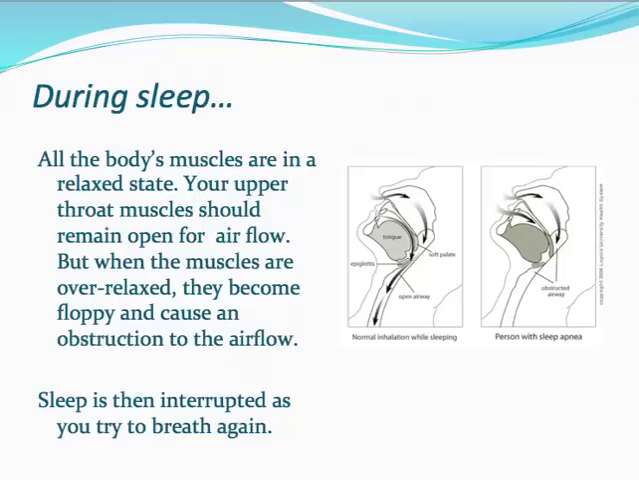So with obstructive sleep apnea, during sleep, all the body's muscles are in a relaxed state. Your upper throat muscles should remain open for airflow, but when the muscles are over-relaxed, they become floppy and cause an obstruction to the airflow. So obstructive sleep apnea can happen in a couple of ways.